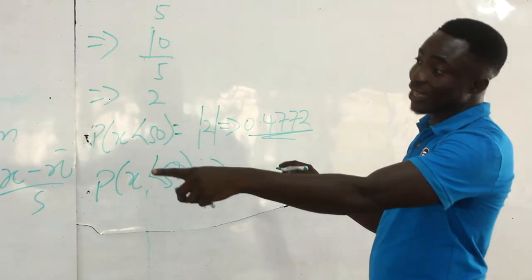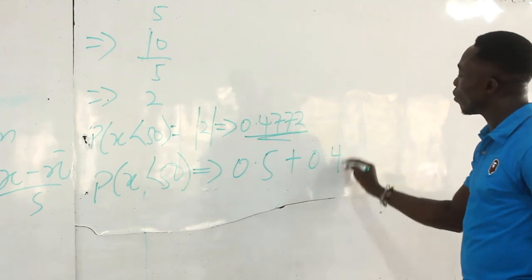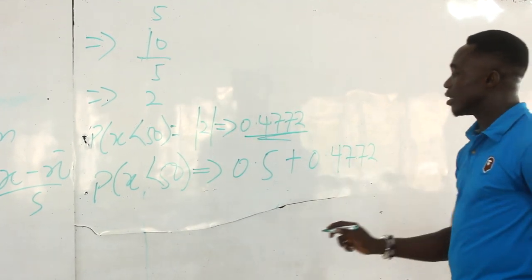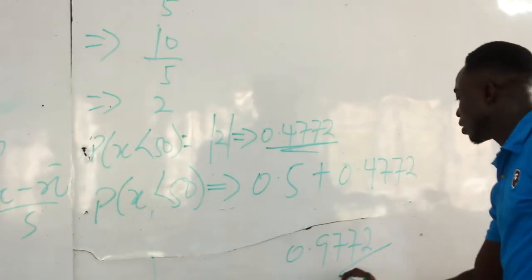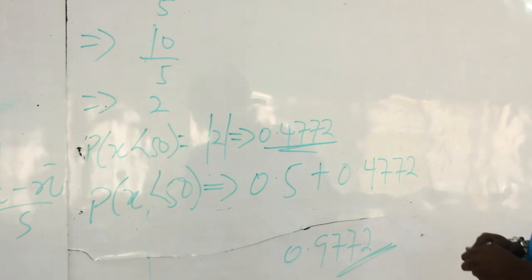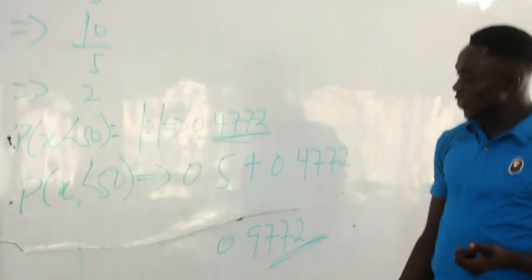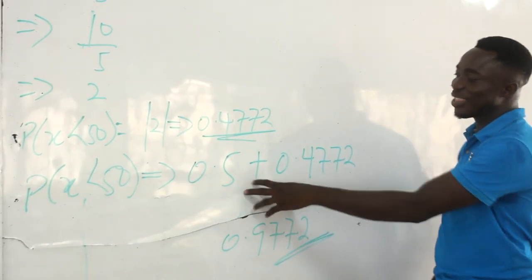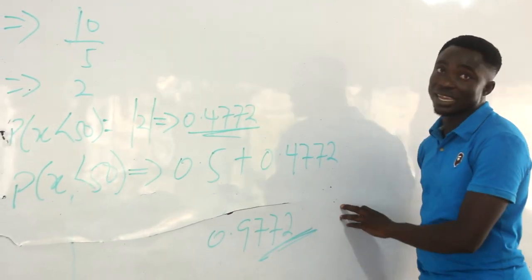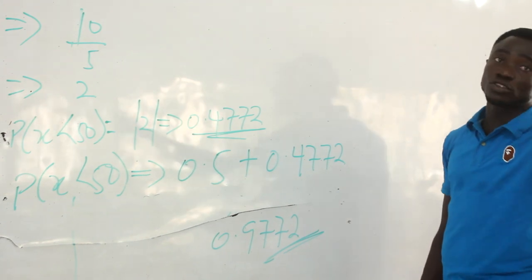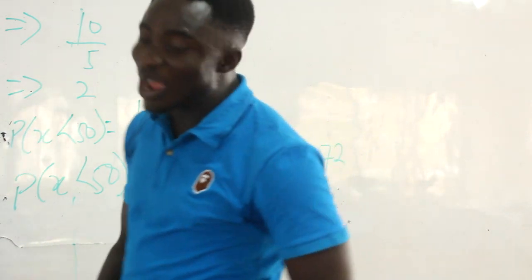Now, after calculating, we have 0.4772. So, for us to find the probability, we are going to add the 0.5 to the 0.4772. That will end up giving us 0.9772. Are you okay with that? So, this is the probability. But in case you are asked to find the percentage, you multiply this by 100. If you are asked to find about how many students pass, you multiply this by the number of students in the question.